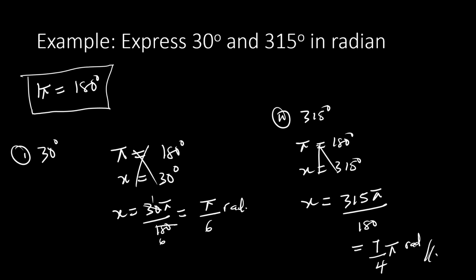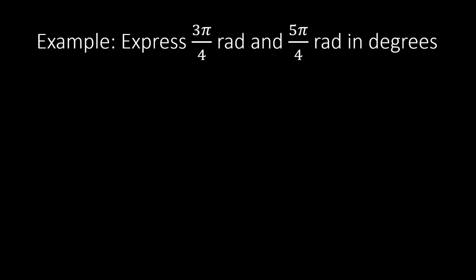You can just think of any example and do this yourself and check whether you have fully understood it or not. Now let's look at how we can convert from radian to degrees. This is the second example, and here we are to express 3 over 4 pi radian and 5 over 4 pi radian in degrees. It's the same proportion we are going to use. Here we have that pi equals 180 degrees. So we are going to take note of this once again.